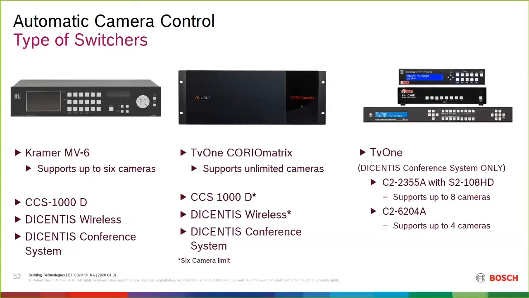The TV1s give us an 8-camera and a 4-camera. Again, CCS limits at 6, so even if you had an 8, it would only handle 6. But I'm sorry, that's for the TV1 is for Dicentis only. It does say that right there. So pretty much what we're seeing is Kramer MV6, and you can have all 6 cameras. And we do lots of systems. Keep in mind, if you have 1 camera, you obviously don't need a switcher, and you can just put it on the network and use its HDSDI output.